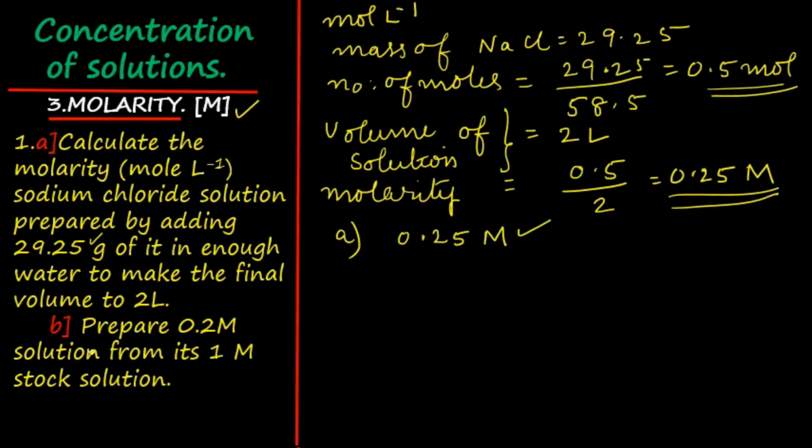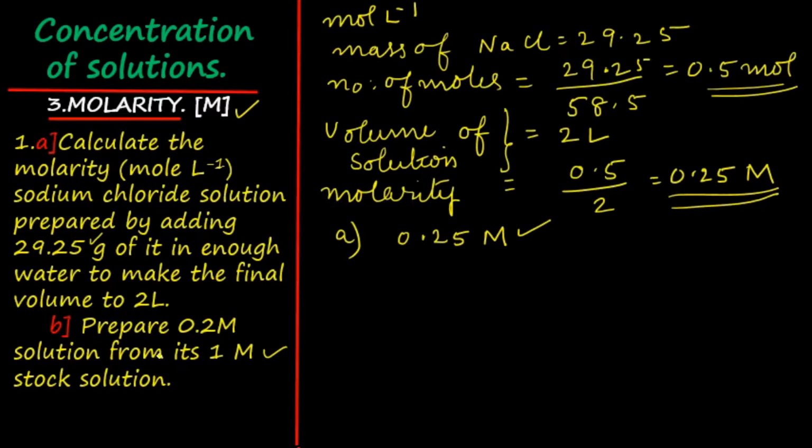What is section B? Prepare 0.2 molar solution from its 1 molar stock solution. You are not given the salt. You are only given the stock solution, the concentration of which is 1 molar. So you have to take enough quantity of this 1 molar solution which will contain 0.2 moles of the substance and then make the volume to 1 liter. Since volume is not specified in the problem, we are preparing 1 liter of the solution.